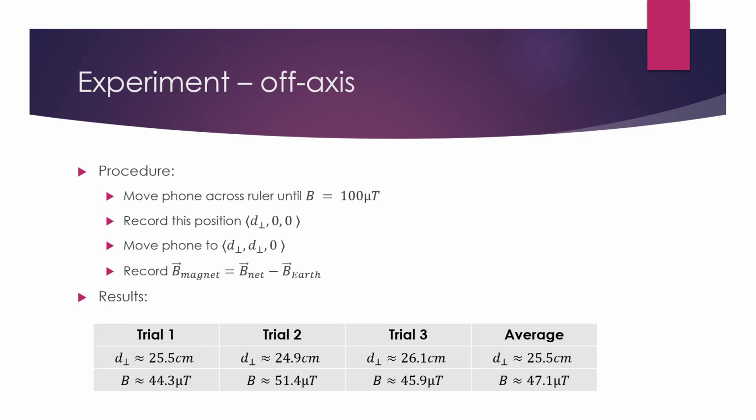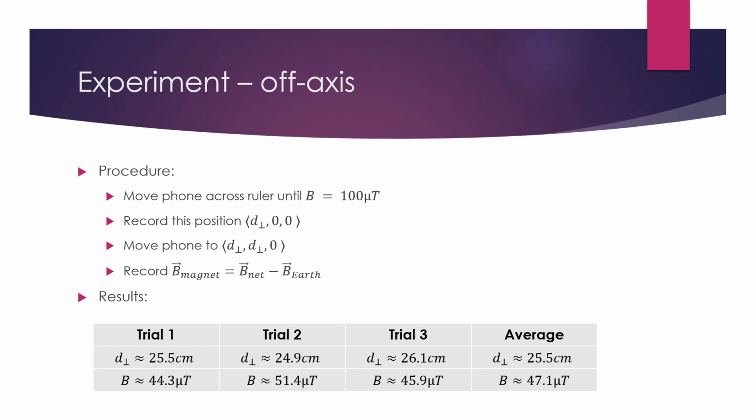The procedure for the off-axis experiment was as follows. First, move the phone across the ruler until the magnetic field is 100 microtesla. Record this position down and then move the phone to the given position. Once in the new position, record the magnetic field due to the magnet, which is given by the difference between the net magnetic field and the Earth's magnetic field.